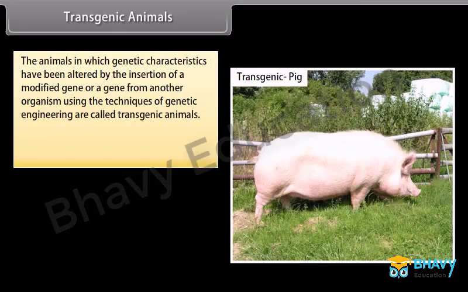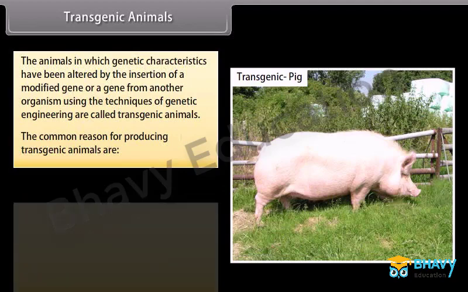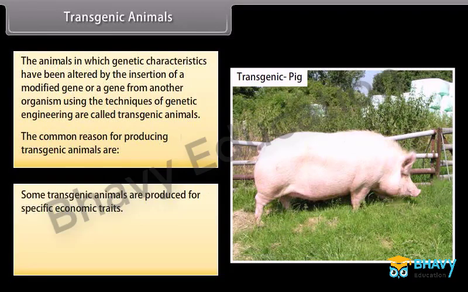Transgenic animals. The animals in which genetic characteristics have been altered by the insertion of a modified gene or a gene from another organism using the techniques of genetic engineering are called transgenic animals. The common reasons for producing transgenic animals are: some transgenic animals are produced for specific economic traits.